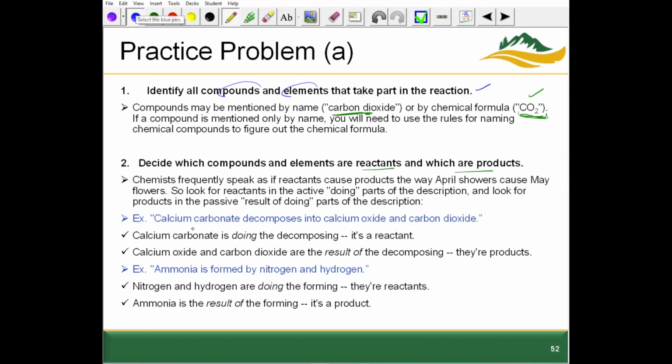If we see calcium carbonate decomposes into calcium oxide and carbon dioxide, it's decomposing into these products, so calcium carbonate is going to be our reactant. For another example, ammonia is formed by these two reactants. So ammonia is formed by nitrogen and hydrogen. That means nitrogen and hydrogen are doing the forming. They are our reactants. Ammonia is forming, it's our product.